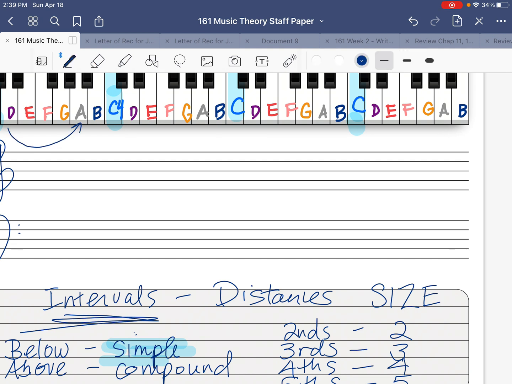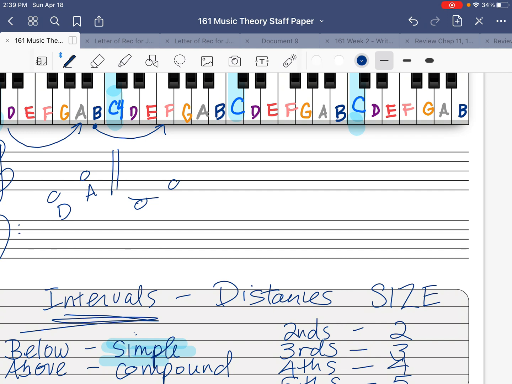You're going to skip 3 letters. So it's D, E, F, G, A. So D to A, that's considered a fifth. What if I start at B? B would go to F. That would be a fifth.